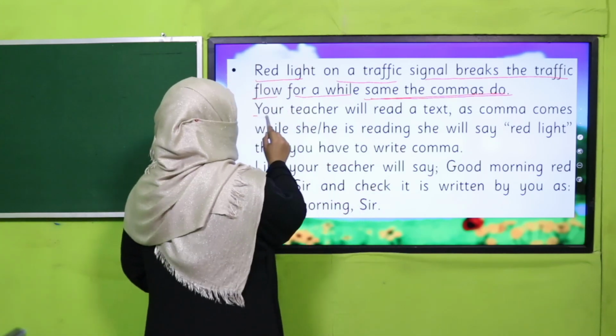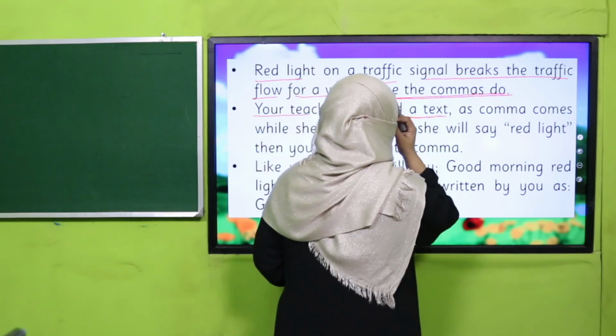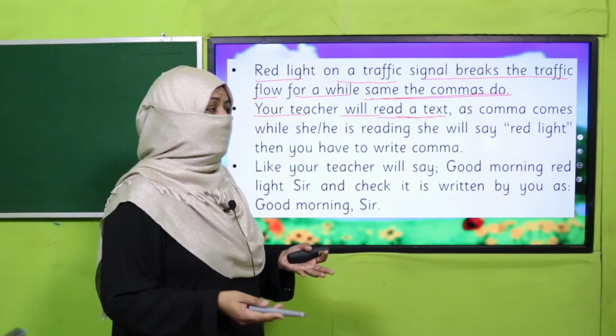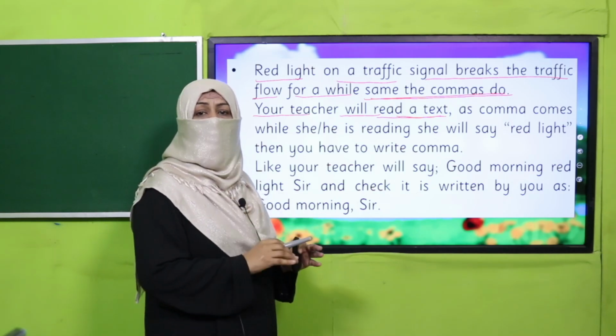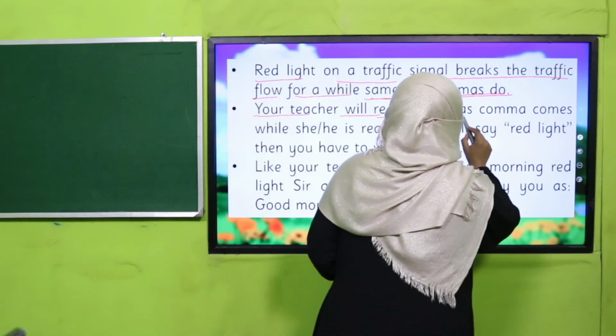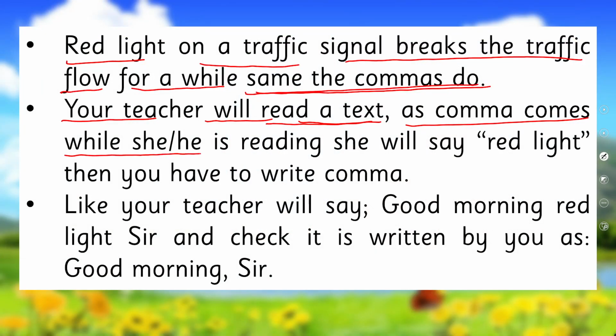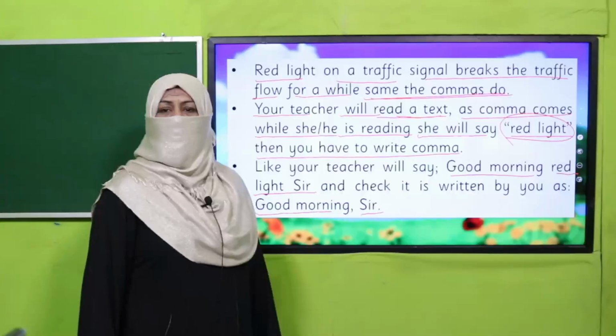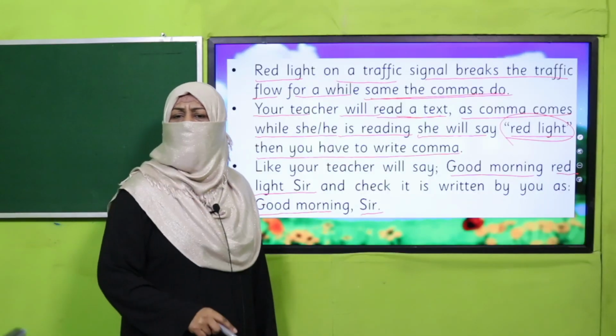So your teacher will read a text, and my fellow teachers, I have given a few sentences in the lesson plan. You may follow those statements, or you can take your own examples. But make sure all the statements have commas in them. So what you will do, you will read the statement, and as a comma comes while the teacher is reading, she will not say put comma. She will say red light. And you will decode this red light. It means you have to write a comma over here. For example, if your teacher says good morning, red light, sir, you will write it this way: good morning, comma, sir. Okay. So this is an interesting activity. Pause the video and enjoy this activity.